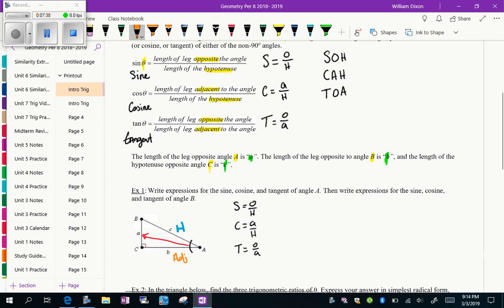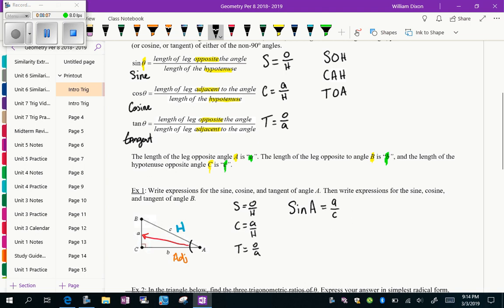So now I can start writing down my ratios. So I have sine of angle A. You always have to write some angle. That's important. That relationship is of an angle. Sine of A equals my opposite, which is small a, over my hypotenuse, which is C.